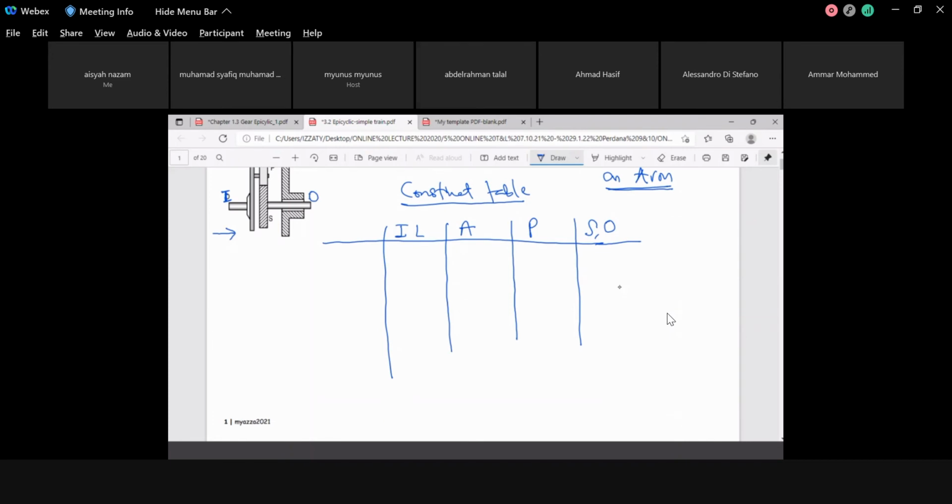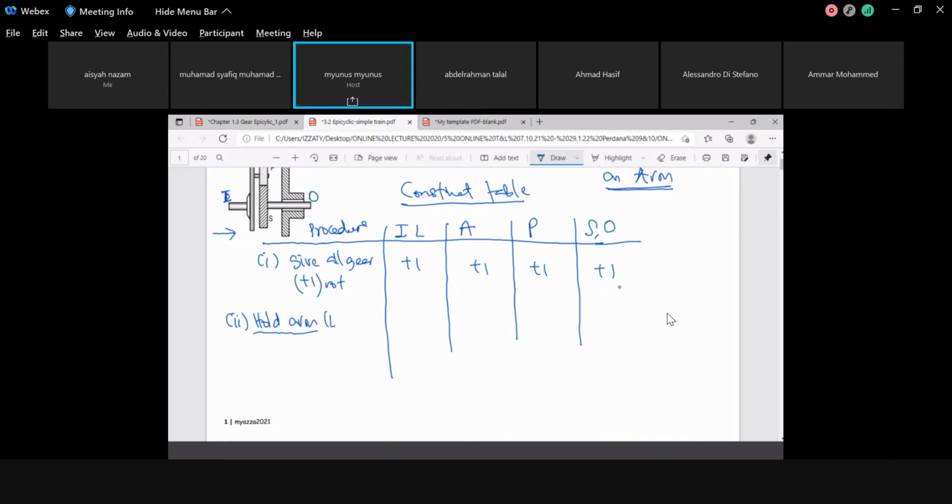It is the procedure, or some call it operation. In my notes, I call it procedure, operation, same thing, or formulation. Number one is give all gears positive one rotation. In the exam, put it as a full sentence. It's not rod, it's rotation. I give all gears positive one, positive one, positive one, positive one. Then hold the arm. This one is compulsory, put it in your notes. Must hold the arm. Which arm is L? Hold the arm, this one becomes zero. It doesn't move, it will be stationary. Then you give the rotation. You want to lock what just now? What gear do you want to lock?